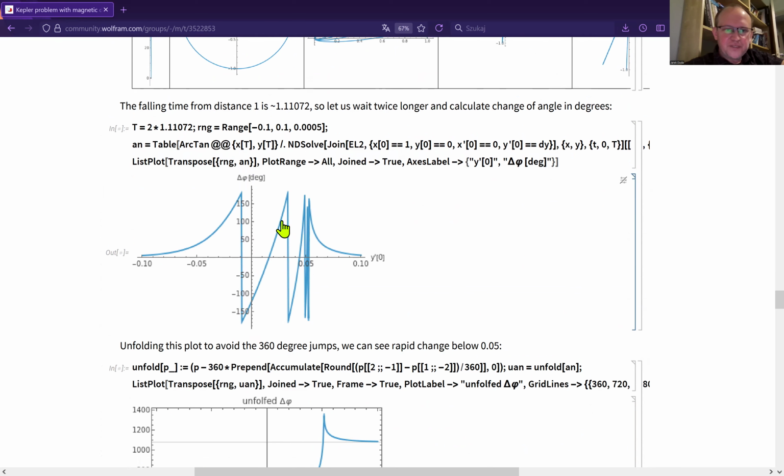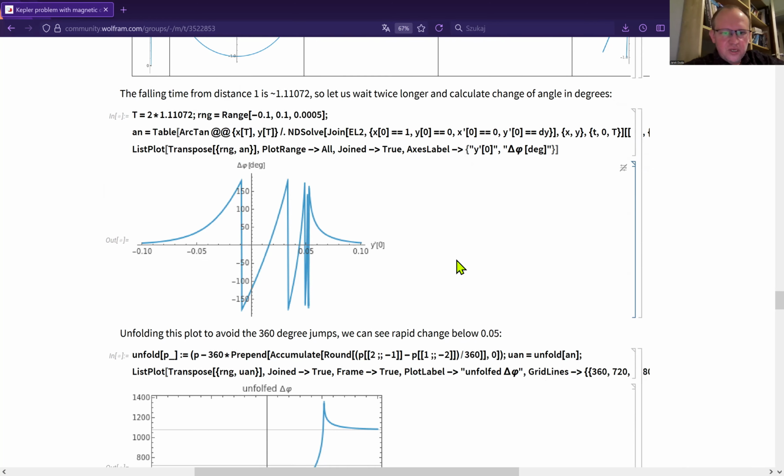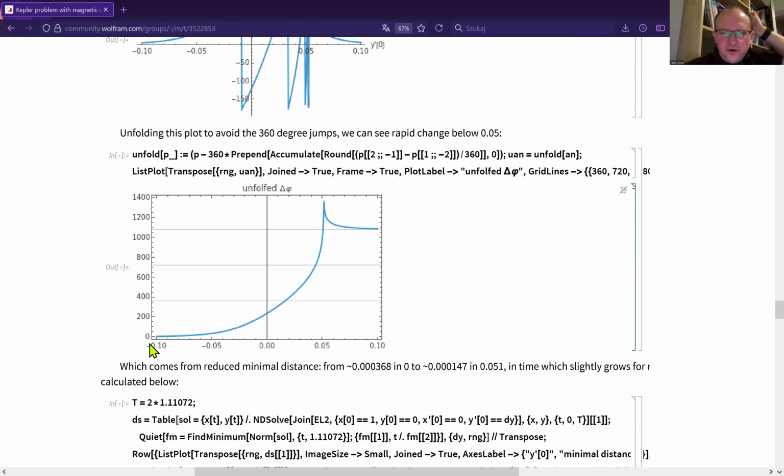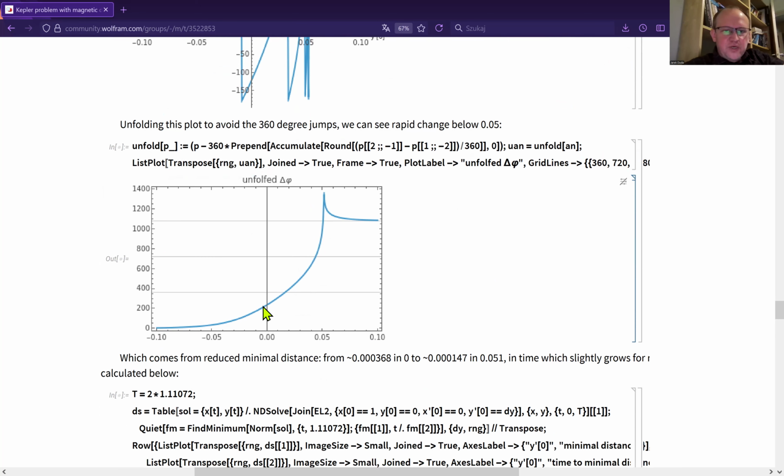Then something strange is happening here, so we take a closer look, and then we get close to 0. There is something strange happening here because we go from plus 180 to minus 180. So we can try to unfold this plot. We just glue this one to here and so on. If we do this unfolding, we can see that it looks like this. So it's much more reasonable looking. But still we can see that there is some speed up of change here.